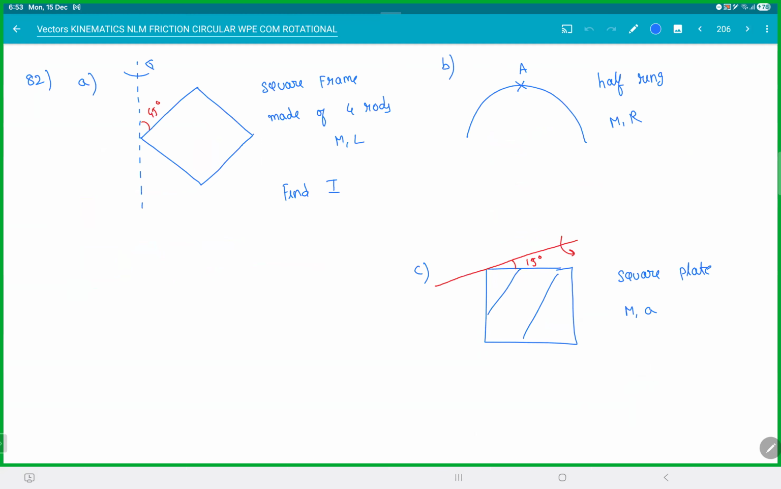Let's get these three. We have a square frame made of 4 rods, M and L, find moment of inertia. We have a half ring, M and R, find time period for small oscillations. We have a square plate about an axis at 15 degrees to the edge. All these are standard questions. We have done that in the notes. The second is a good one, find time period. You guys remember the formula for time period for a physical pendulum? 2 pi root over I by mgd. Do you remember? That's the formula for a physical pendulum. Let's get all three of them.